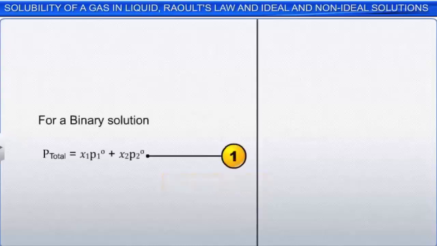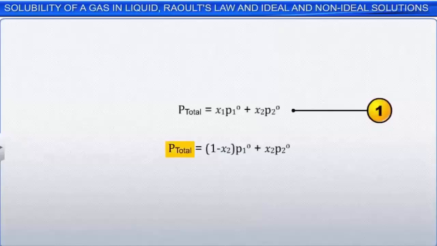Further, you know that for a binary solution, the sum of mole fractions x1 and x2 is equal to 1. Or we can write x1 equal to 1 minus x2. Now substituting for x1 in the equation 1, we get P total is equal to (1 minus x2) P1 naught plus x2 P2 naught. Let this be the equation 2.